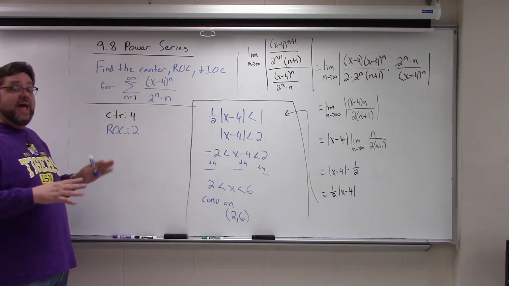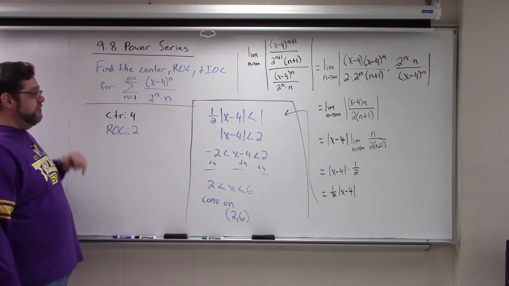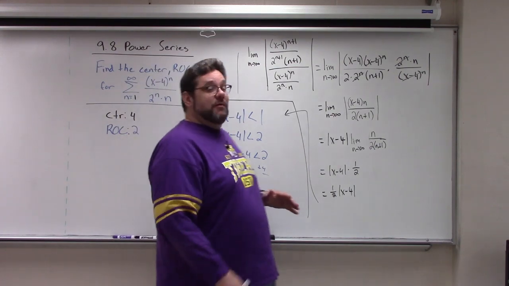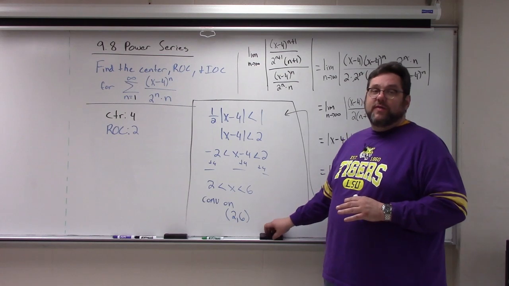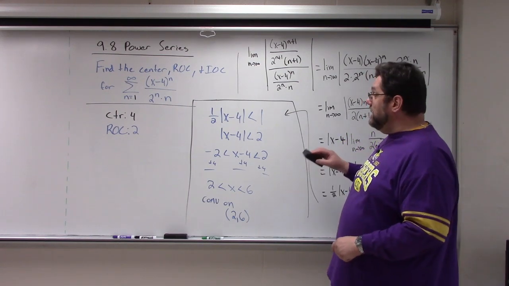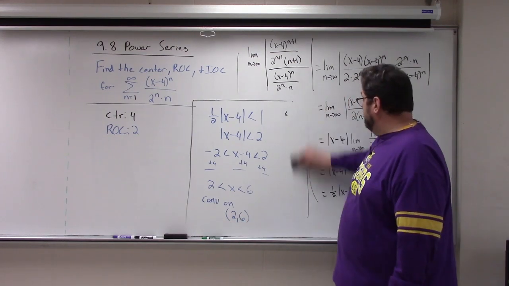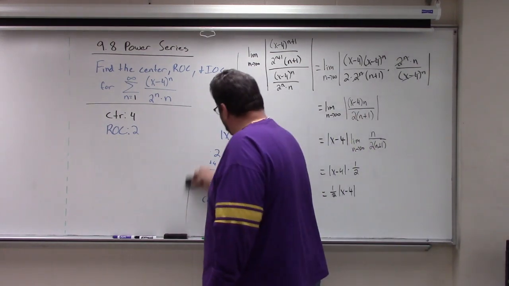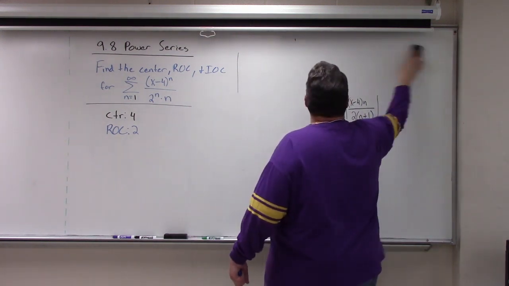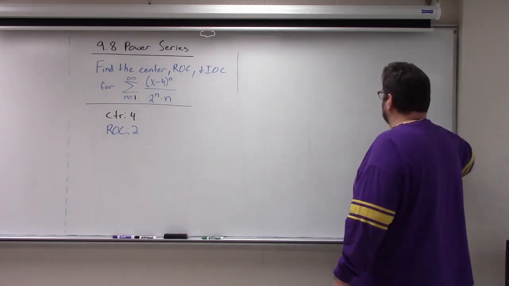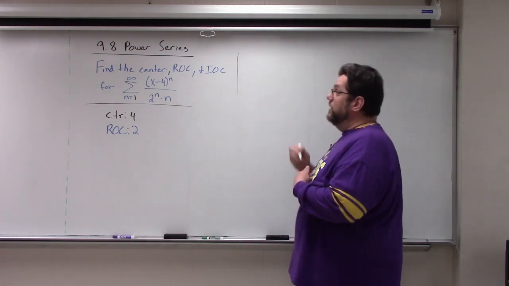All right, now that part is pretty much consistent anytime we're asked to find the center and the radius of convergence. Now, if we're asked to actually find the interval of convergence, which in this case we are, then we have to consider what happens at the endpoints. So we need to know what happens at 2 and what happens at 6. We did this once before, but that one worked out easily; there wasn't a whole lot of work to be done. So now let's check the endpoints.